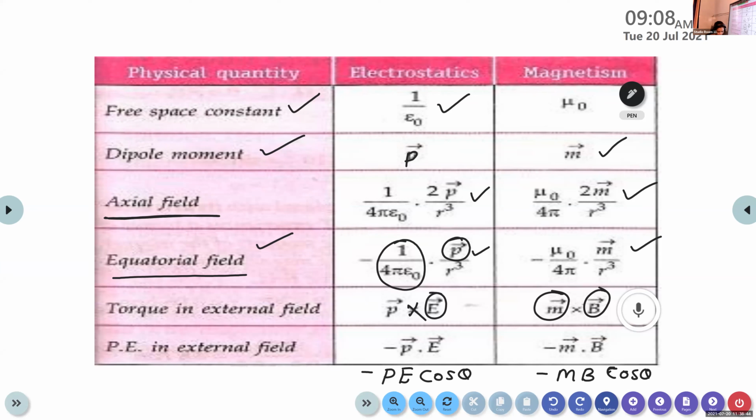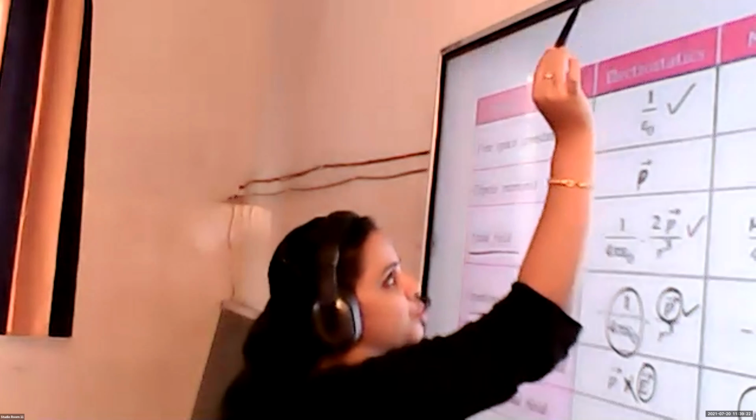In your textbook, on page number 180, you can find the same table. The comparison is under the name of dipole analogy, a comparison between the physical quantities in electrostatics and magnetism. Understand all these comparisons. Instead of the free space constant epsilon 0 in electrostatics, we use mu 0 in magnetism. Similarly, the electric dipole moment is P in electrostatics and M in magnetism, along with the corresponding equations for axial field and potential energy. I hope this is clear to you, right?